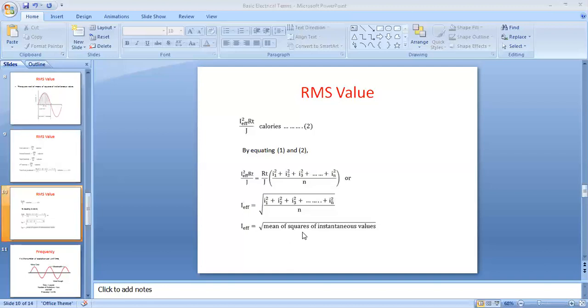The values of voltage and current in a DC circuit are constant, so there is no issue in evaluating their magnitudes. But in an AC system, the alternating voltage and current vary from time to time, and hence it is necessary to evaluate their magnitudes. These three ways, that means peak value, average value, and RMS value, are adopted to express the magnitude of alternating voltage and alternating current. So next is frequency.